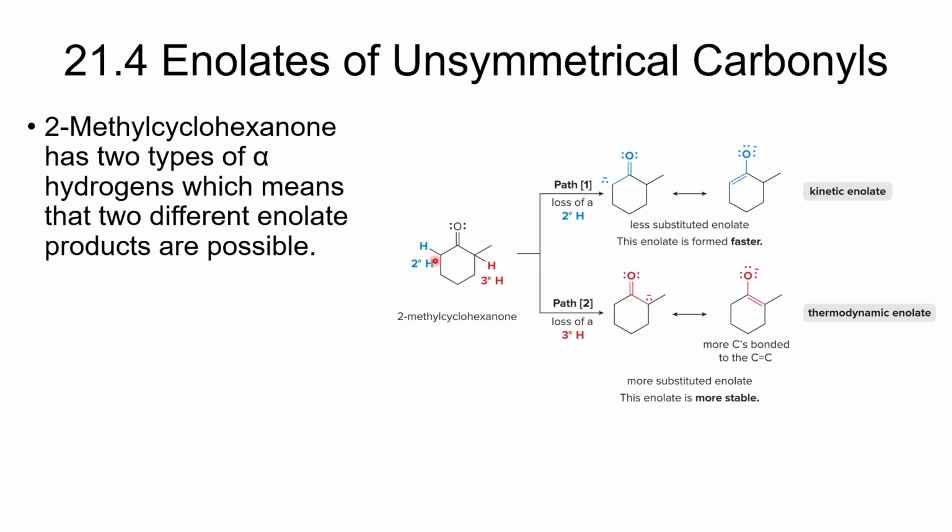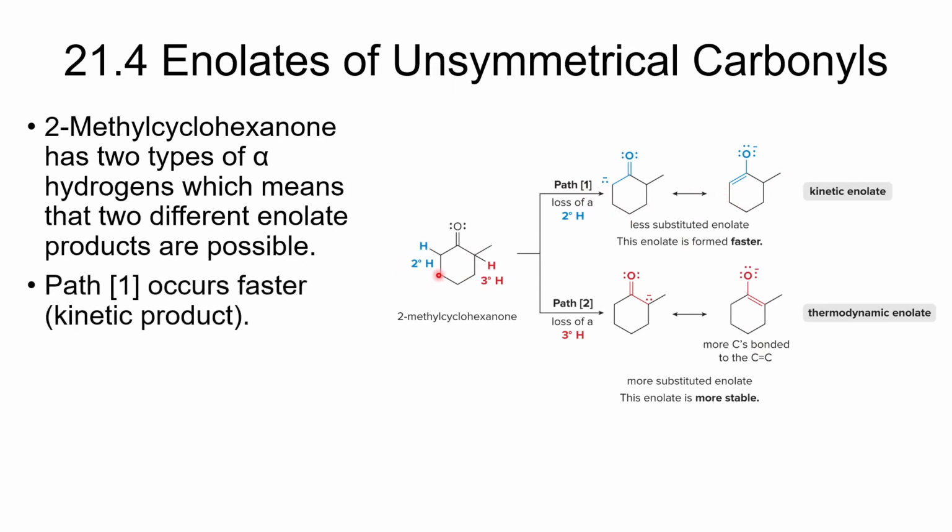If we deprotonate at the 6 position, then that's a secondary hydrogen that's going to be a little bit easier to remove than the tertiary hydrogen because it is less sterically hindered, but we're also going to find that it's not quite as stable as the other one. So when we deprotonate here, this is our kinetic enolate. So this will form faster because it is less sterically hindered.